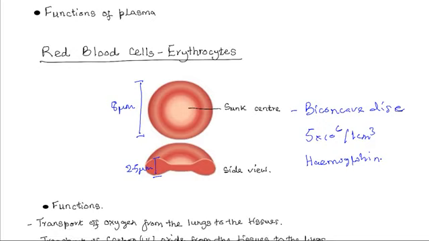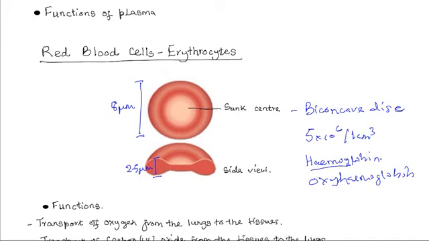One, the biconcave disc shape, which provides a large surface area for exchange of gases through diffusion. Two, the absence of a nucleus and other organelles, and instead the presence of hemoglobin, which has a high affinity for oxygen. That is, hemoglobin readily combines with oxygen in areas of high oxygen concentration to form oxyhemoglobin. So in areas of low oxygen concentration, the oxyhemoglobin will break down into hemoglobin and oxygen.